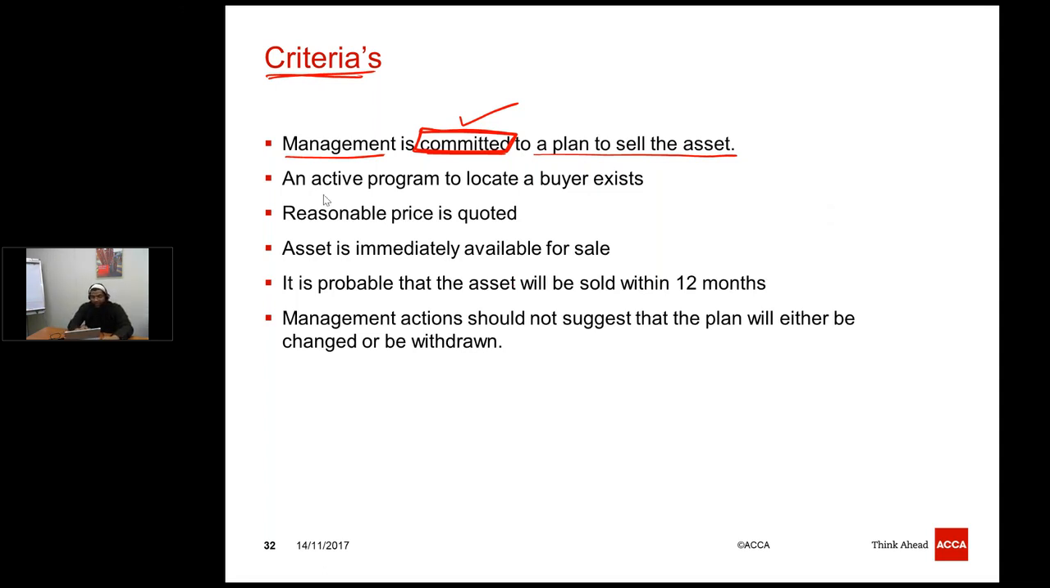We will see. The second point is that an active program to locate a buyer exists. This means that we will be searching for the buyer actively until we find one. If I have tried to search and then I say, okay, it's fine if I'm not getting a buyer, this means that my intention is not to sell. If I really want to sell the asset, I will continuously try selling it until I've got a buyer.